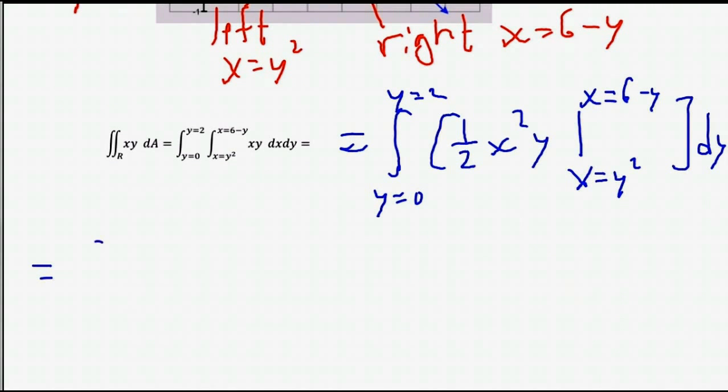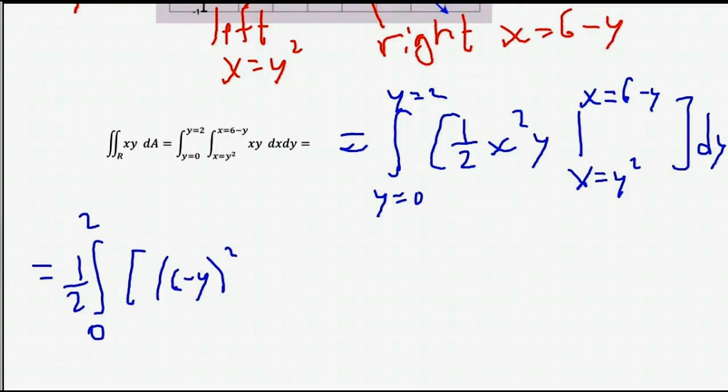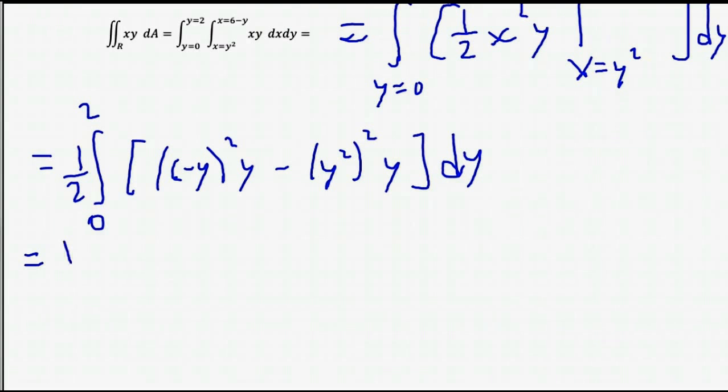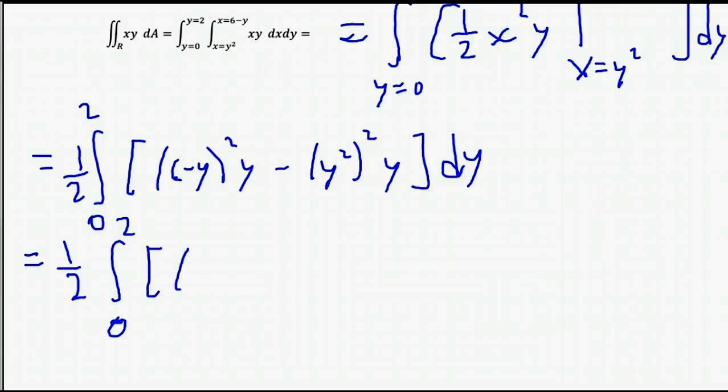Now we're getting the integral from 0 to 2. The 1/2 can come out in front. Then we plug in 6 minus y for x, so we get (6 minus y) squared times y, minus, plugging in y squared for x, y squared squared times y. Now we're left with just a dy integral. Once we get past that first step, it pretty much becomes a Calc 1 problem. We've got to find the definite integral from 0 to 2 of this function. We've got to multiply it out. It's really just a polynomial.